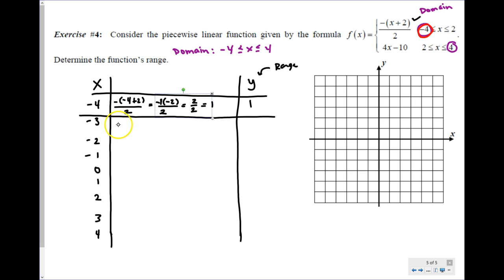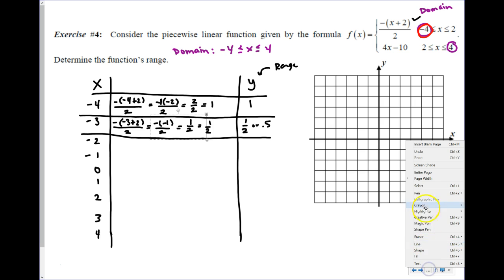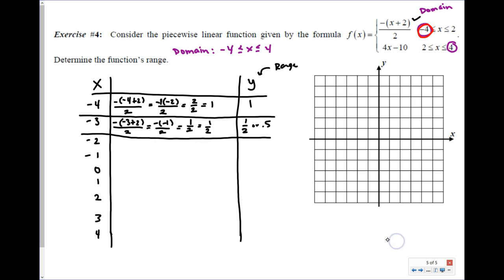The second one is negative 3. I'm going to plug it in. Negative 3 plus 2 over 2. Negative 3 plus 2 is a negative 1 over 2. So this becomes 1 over 2, which gives me 1/2. So I can write 1/2 or 0.5. Either one doesn't really matter. Let me just give myself some more space here because I didn't know how much these would take up. So I'm going to erase these real quick.